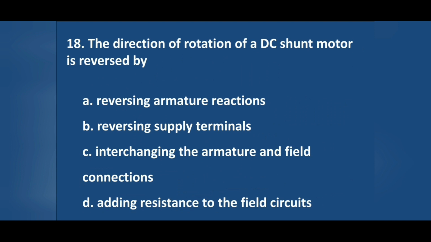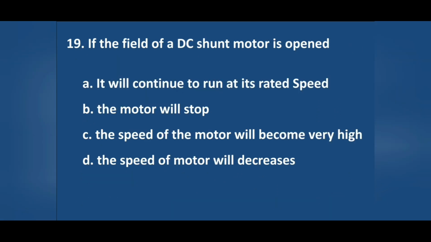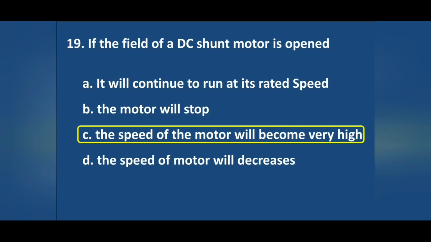Question number 18. The direction of rotation of DC shunt motor is reversed by. Answer is option A, reversing armature reactions. Question number 19. If the field of a DC shunt motor is opened. Answer is option C, the speed of the motor will become very high.